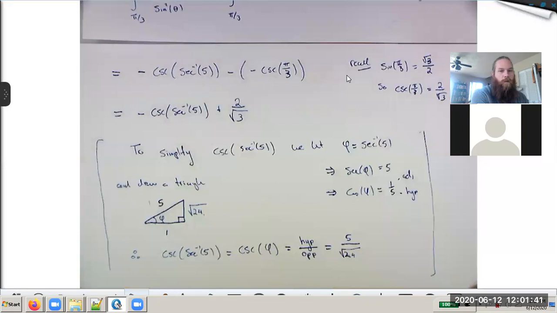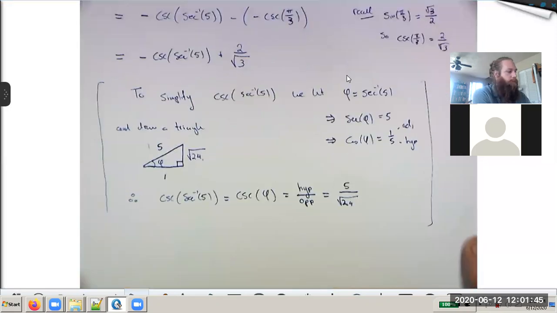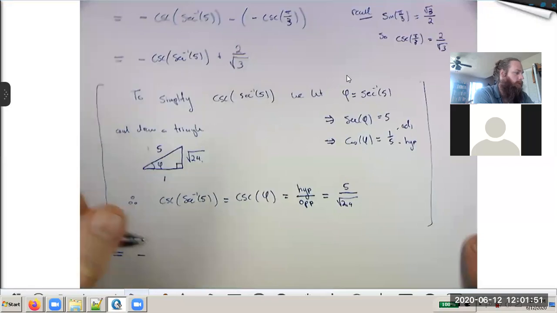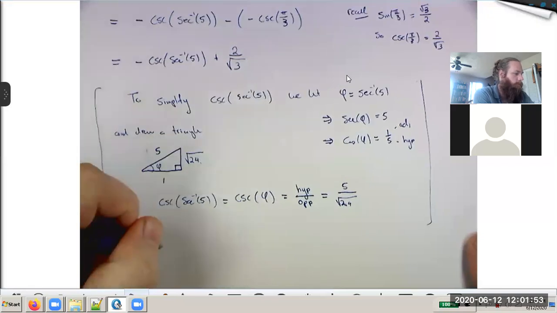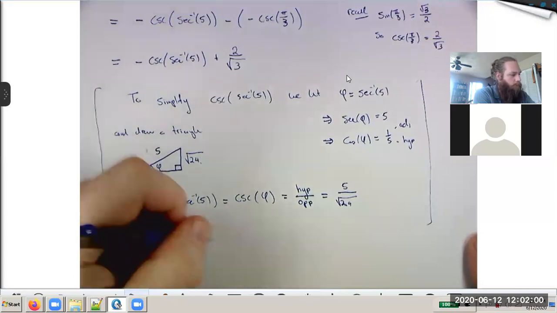So there's all that little bit of side work for simplifying that piece. And finally, I'm able to write my integral as the negative of cosecant of inverse secant of 5. That's the negative of 5 over the square root of 24 plus 2 over the square root of 3.